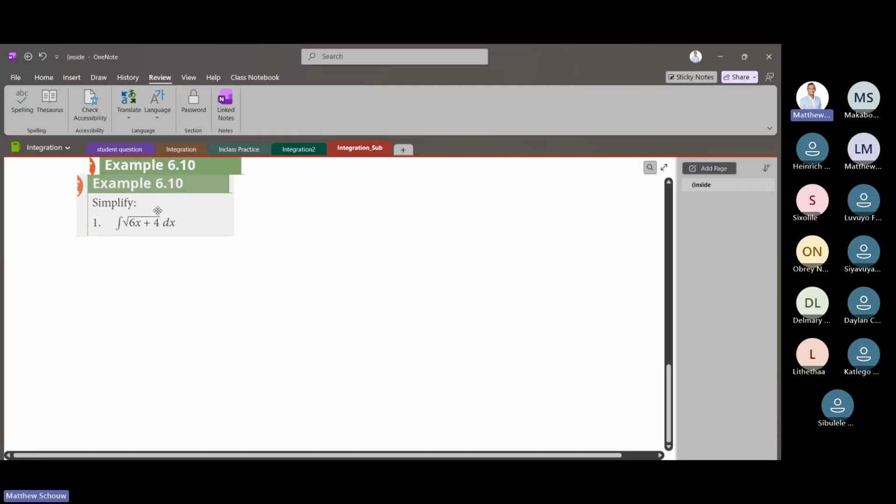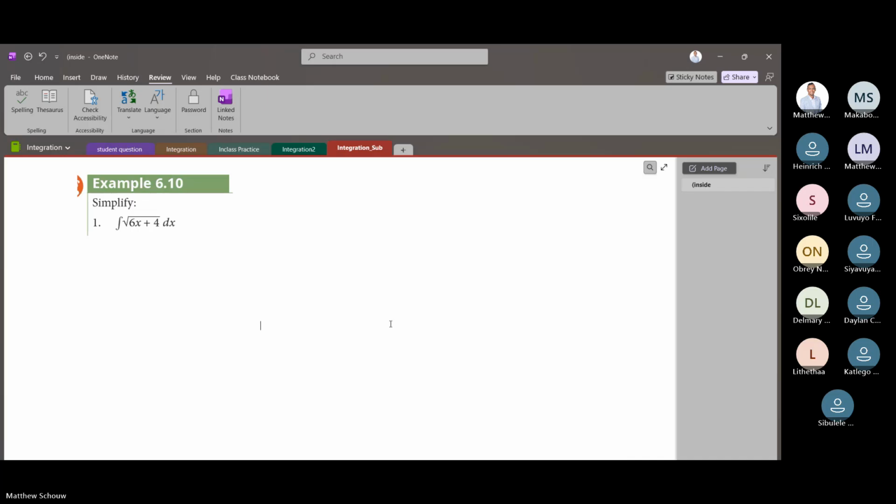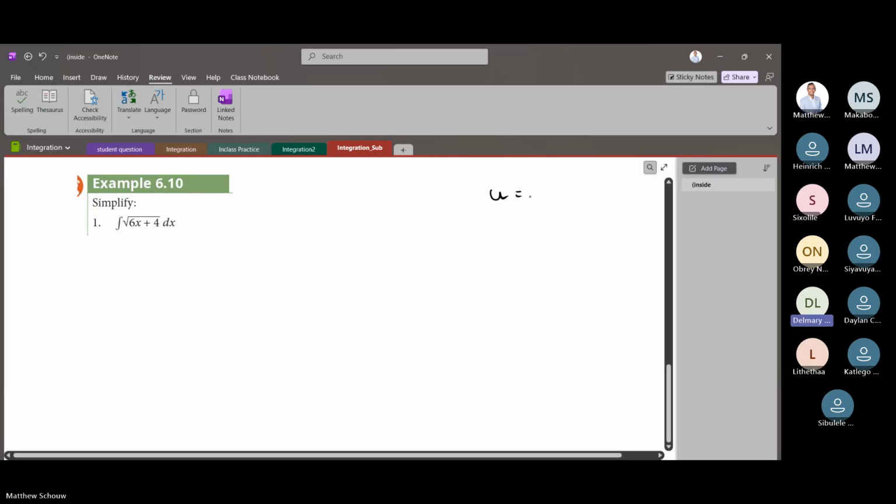So this is substitution, eh? So what is my u here? That's the first step. What is u? Is it under the square root? That's correct, yes. The inside, yeah. So what is it? 6x plus 4. Exactly, 6x plus 4.